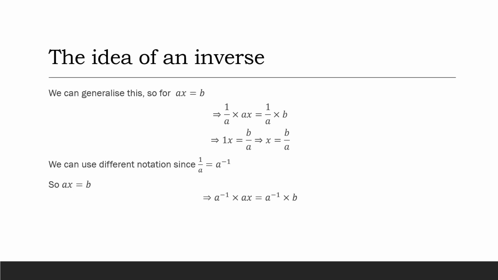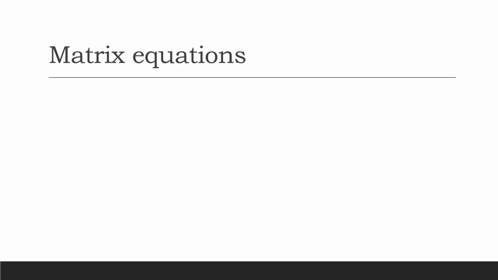We pre-multiply by a to the minus 1 on both sides. A to the minus 1 times a is 1. And that gives us our solution. x is a to the minus 1 times b. Okay, and this is important. This is an important idea. A to the power minus 1 is the multiplicative inverse of a, since when we multiply those two things together, the result is 1. Doesn't matter the order.